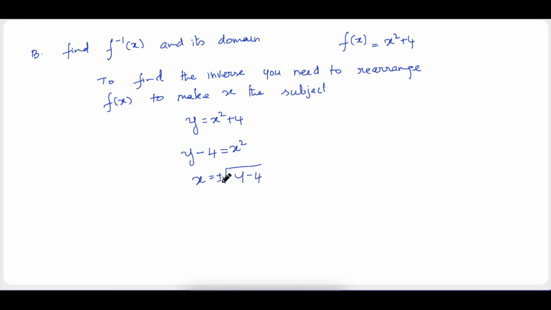You can say plus or minus. You need to state the inverse of x in terms of a domain. So f inverse of x equals root of x minus 4. Why? Because we need to make x the subject. Once we got this, replace x with y and y with x. So here we get y equals root of x minus 4. So this is the inverse function. This is the inverse. Got it?